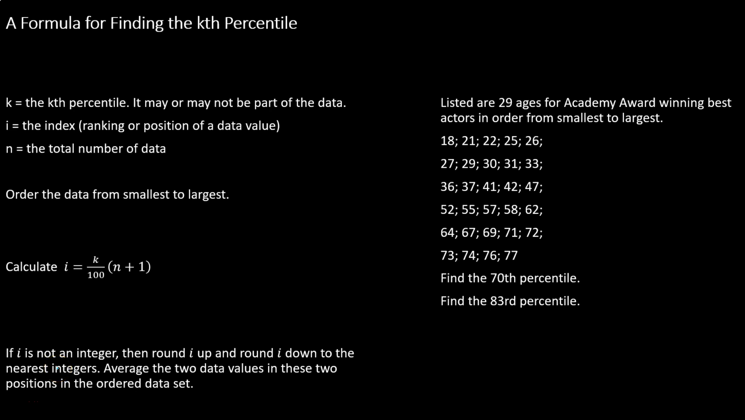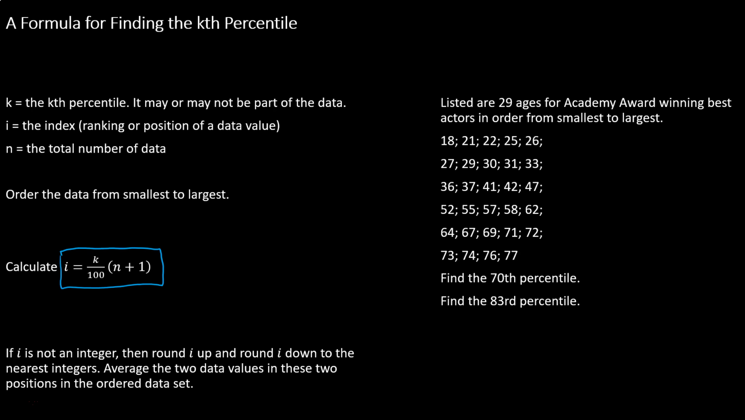If you'd like, you can use a formula to find a specific percentile in a data set. The formula looks like this: i equals k divided by 100 times the quantity n plus 1. i is the index, or the ranking of the data value. We'll calculate i. That tells us the position of the number that we're looking for, and then we go look for it in the data set.